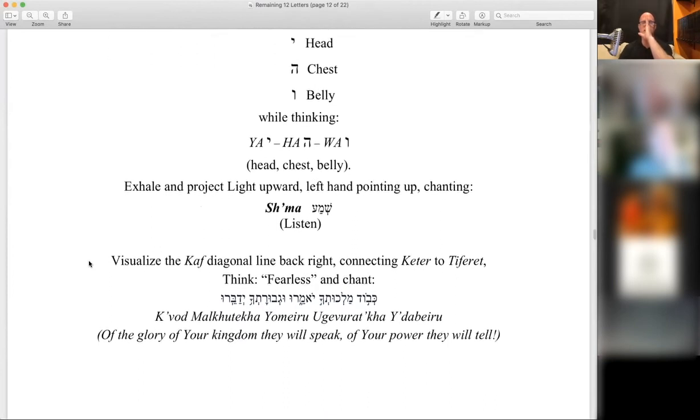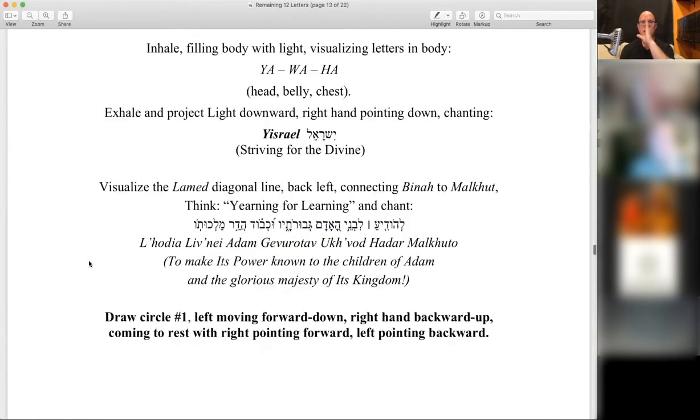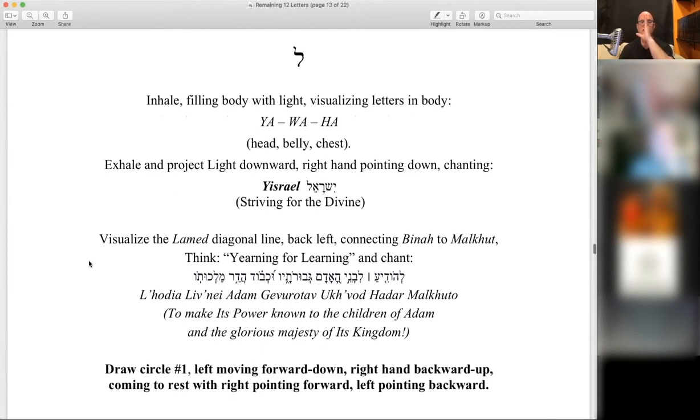Shema. And seeing the Kaf line from Keter above connecting with Tiferet behind you on your right hip level. Fearlessness, decisiveness, Kavod. Kavod malachutecha yomeru, gevoratecha yedaberu. And breathing in Ya, Wa, Ha, Yisrael projected down, right hand down.